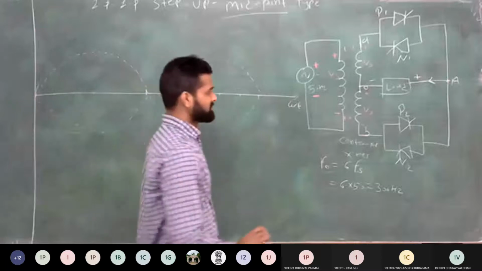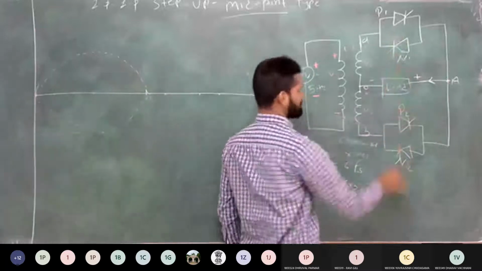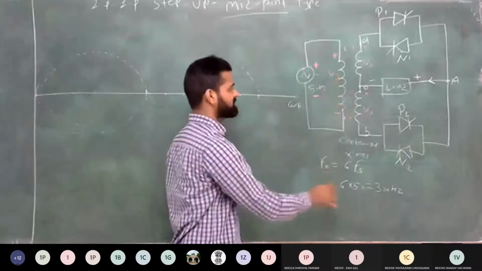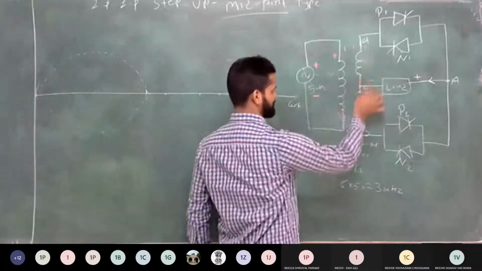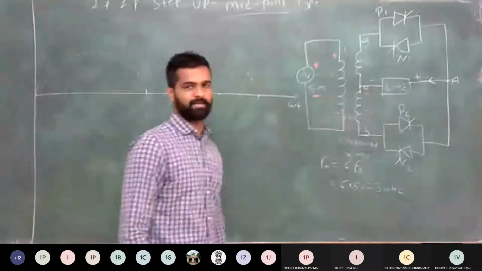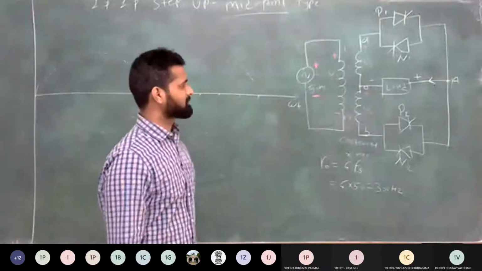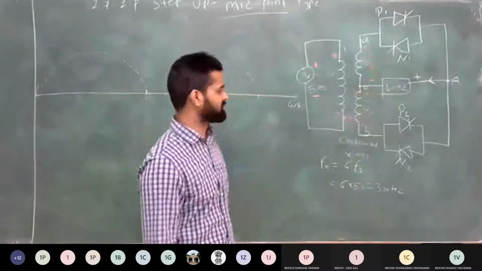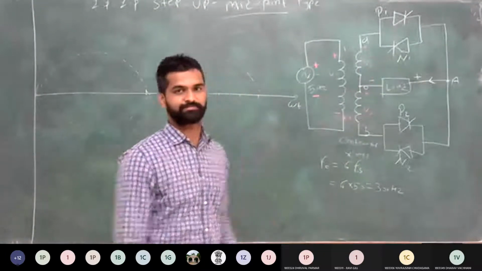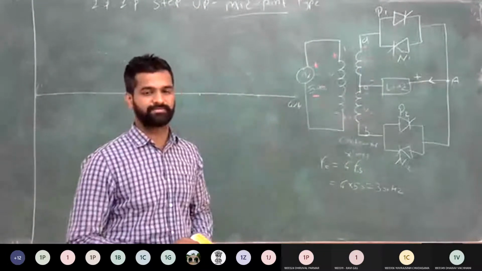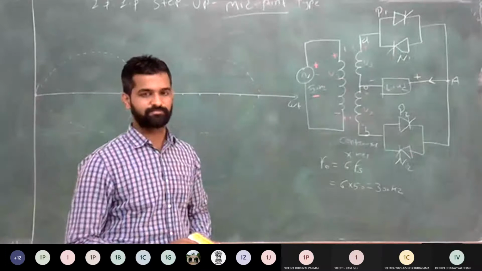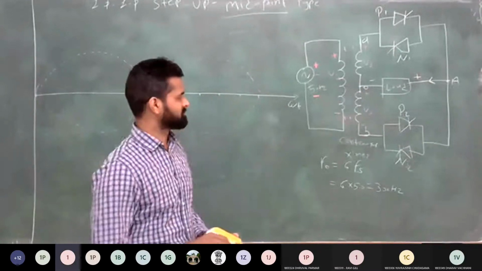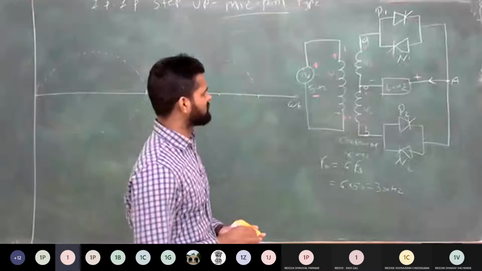So now tell me, out of these 4 thyristors, which thyristor come into forward bias for the positive cycle of the supply with this polarity plus minus and plus minus? Yes, anyone? Which thyristor is forward bias with this polarity out of these 4? P1, P2, N1 and N2. Yes, anyone? P1, P2. How?